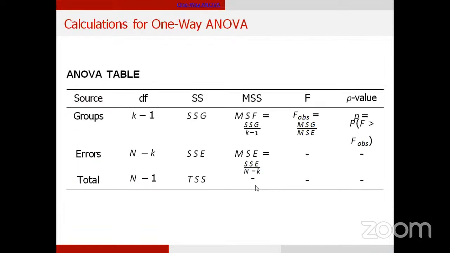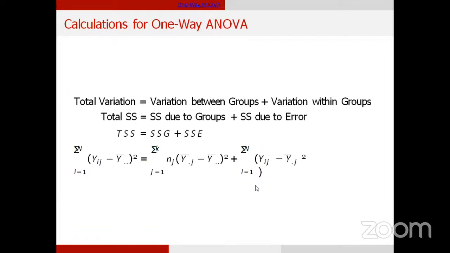So the calculation of one-way ANOVA will have groups, errors, and total. This table represents the calculations. It has different statistical terms: p-values, F-test, MSS, and SSG. We have to do the tests. In the calculation of one-way ANOVA, the total variation equals the variation between the groups plus the variation within the groups. That is, total SS is SS due to groups plus SS due to error, SSE.